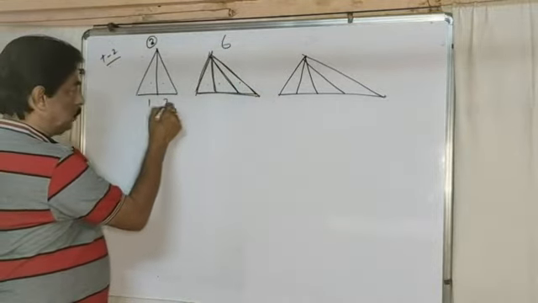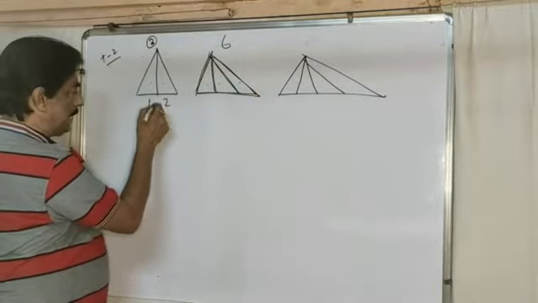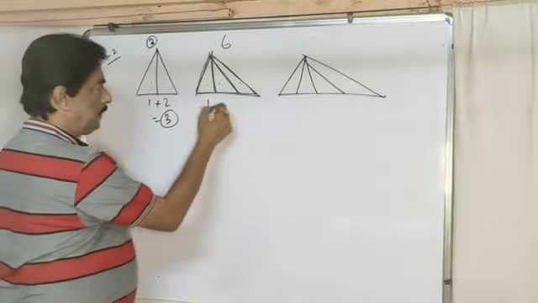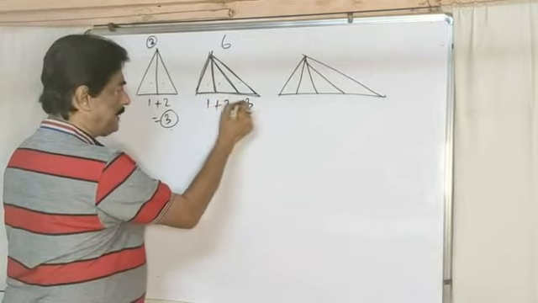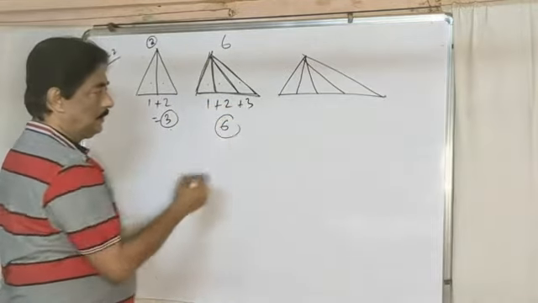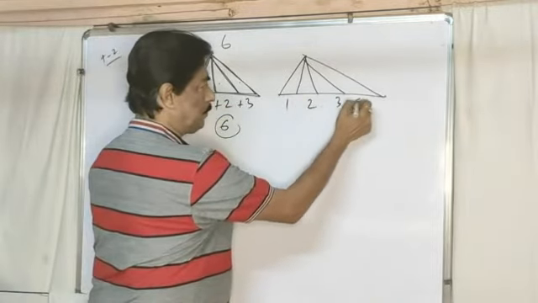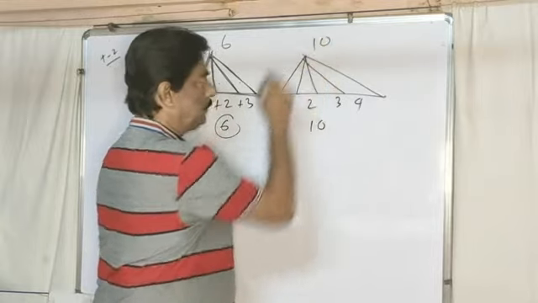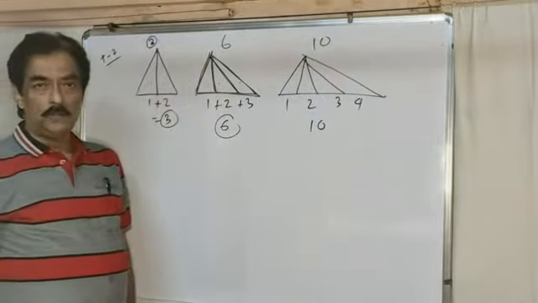Numbering 1, 2. Add these two numbers and we get the total number of triangles, 3. 1, 2, and 3. Add these 3 numbers, total is 6. 1, 2, 3 and 4. Add these 4 numbers, 10. Total number is 10. In each and every case you have to make a shortcut.